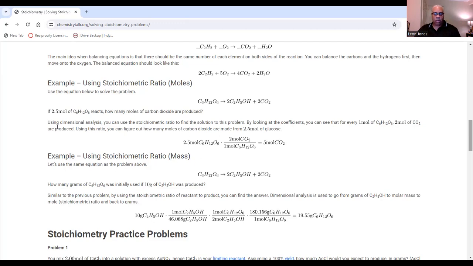This is an example. By looking at the coefficients, 1 mole of glucose, 2 moles of CO2. So what I'm going to do is start. What do we have? You're always going to put what you have first. And then you're going to go into what we call the proportion. And once you get into the proportion, that's when you can go from one chemical to another.